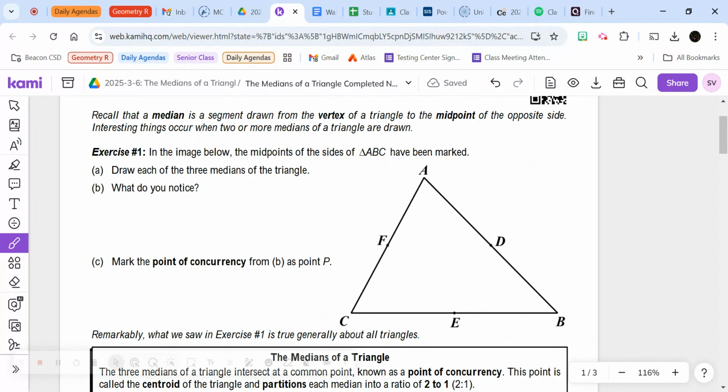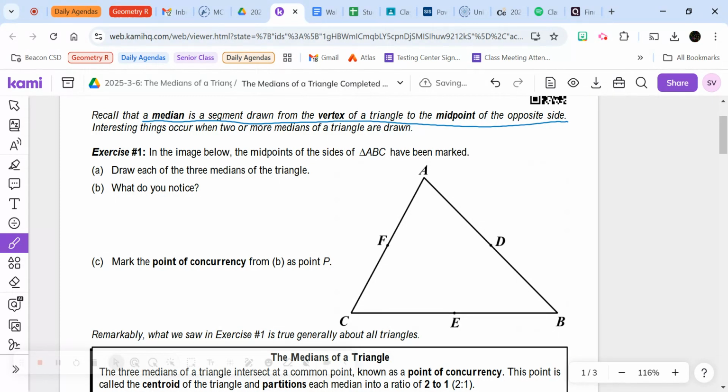But just going back to what a median of a triangle actually is, we saw medians of a triangle a long time ago, but they are coming back now that we know how to partition the medians. So looking at exercise 1, it says in the image below, the midpoints of the sides of triangle ABC have been marked. First thing we're going to do is draw all 3 medians of the triangle. So as a reminder, up top it's telling us that a median is a segment drawn from the vertex of a triangle to the midpoint of the opposite side.